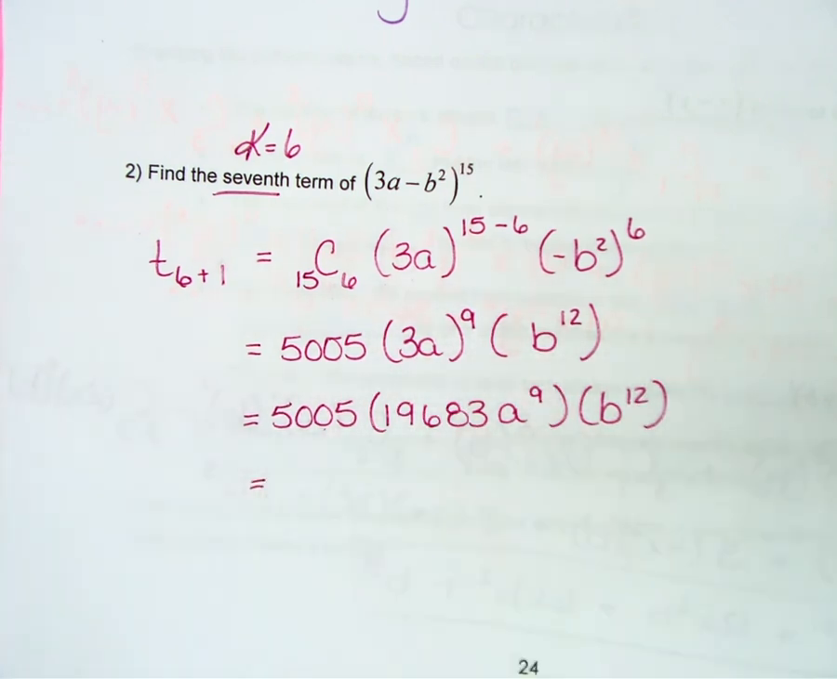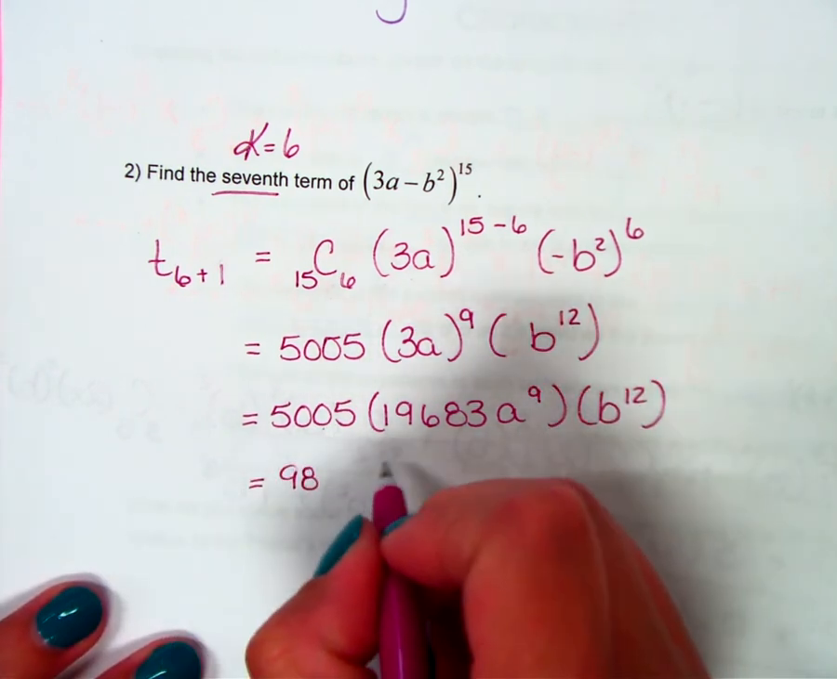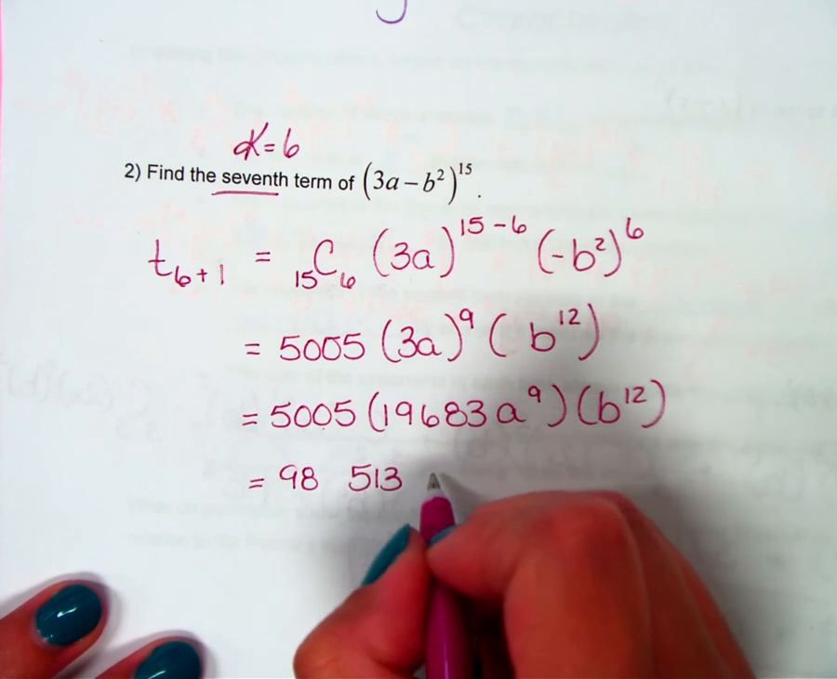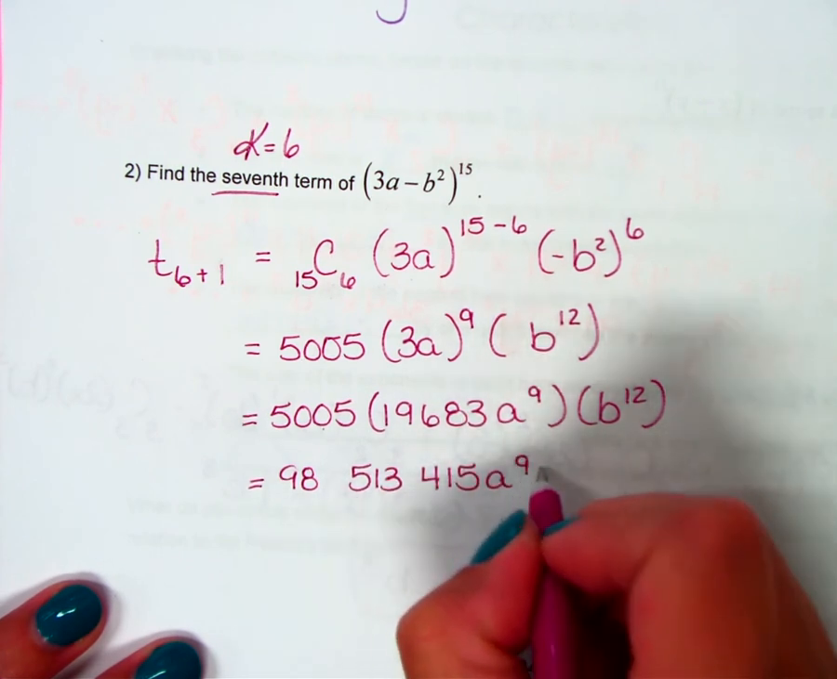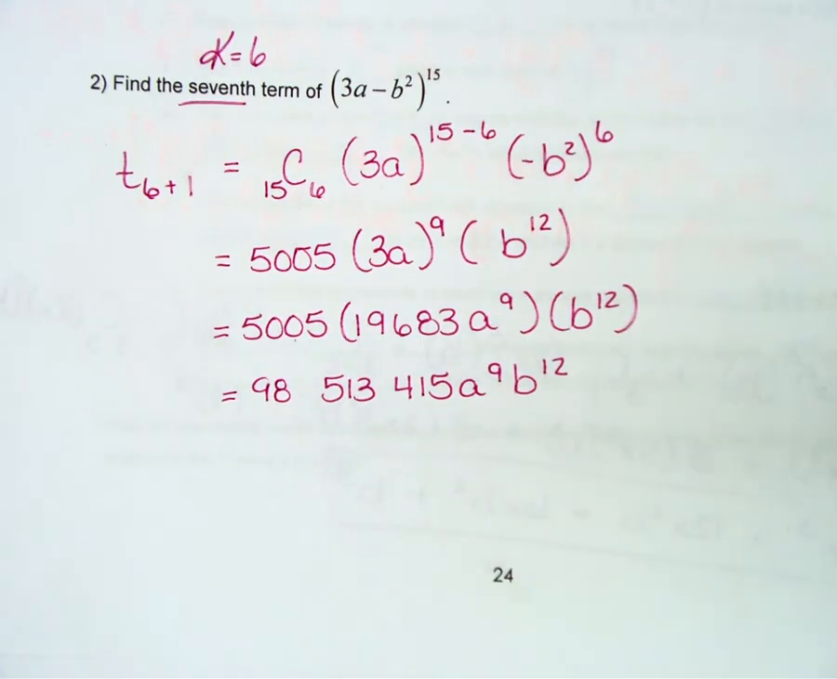Oh, geez, Louise. 98,513,415. A9, B12? Oh, yeah, B12. Exponent laws, right? No, I just put the wrong one.